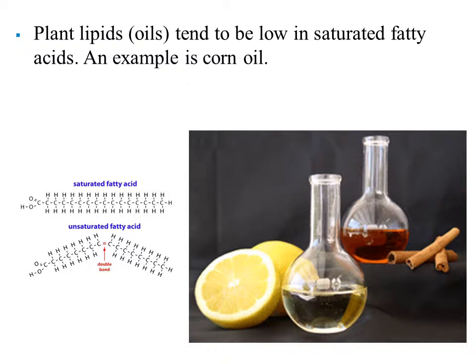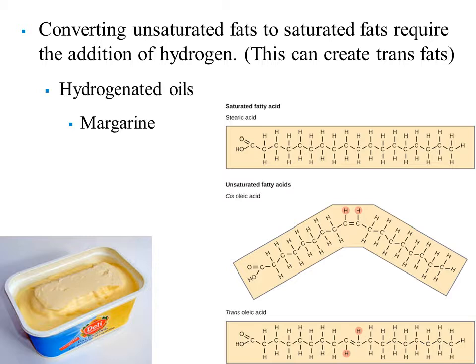Plant lipids tend to be low in saturated fatty acids. Therefore, they have more kinks. The kink, or the double covalent bond, adds distance between the 2 adjacent tails. This distance creates a more fluid-like material. So therefore, plant lipids tend to be liquid-based, or we call them oils. An example of one such lipid is corn oil.